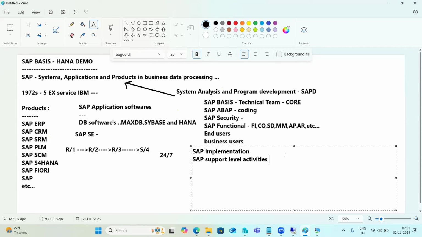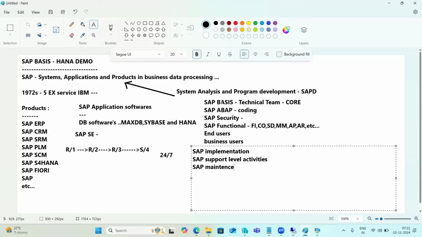Why? Because SAP is running software, so in real time some dumps and some issues will occur. We are the main team, the Basis team, to fix the issues and troubleshoot the issues, and also handle maintenance activities and support level activities. All the activities here we will support.